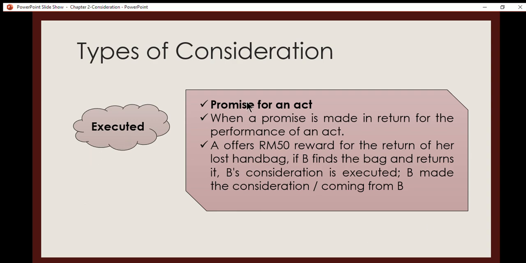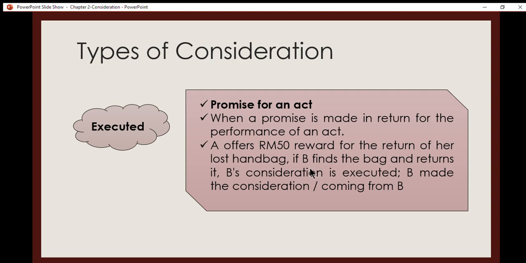This is a promise for an act, when a promise is made in return for the performance of an act. For example, A offers 50 ringgit reward for the return of her lost handbag. If B finds the bag and returns it, B's consideration is executed. Why is B's consideration executed? Because B performed the act. So B made the consideration, or the consideration is coming from B.